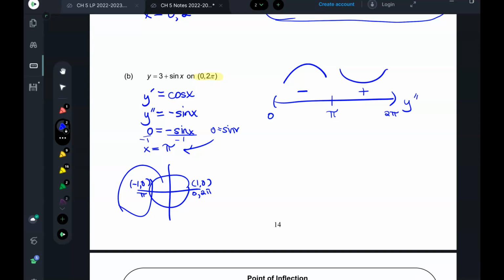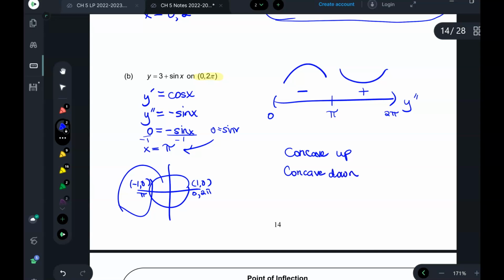Also, just think about this graph, 3 plus sine x. We know what sine x looks like, right? Doesn't it make sense that it looks like a sine curve? It just moves it up. So does it actually change where the concavity is? Not at all. So concave up and concave down. Where is it going to be concave up? From pi to 2 pi, and concave down from 0 to pi.